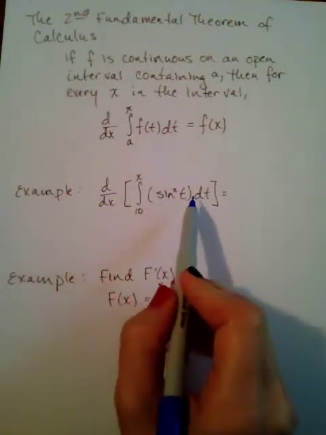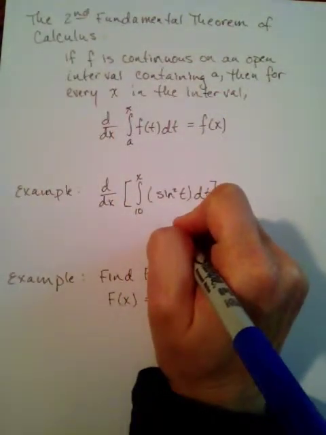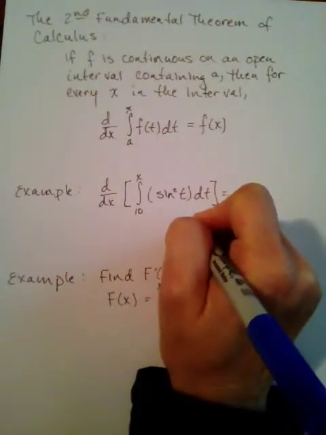So if you could ask a question like this, find the derivative of the integral from 10 to x of sine of t dt, then from the second fundamental, we know that that is just going to equal sine of x.